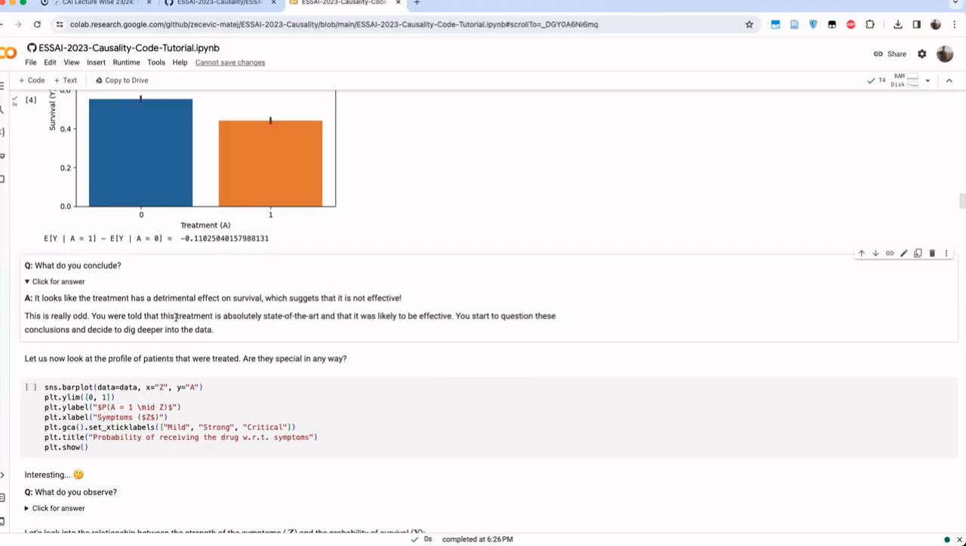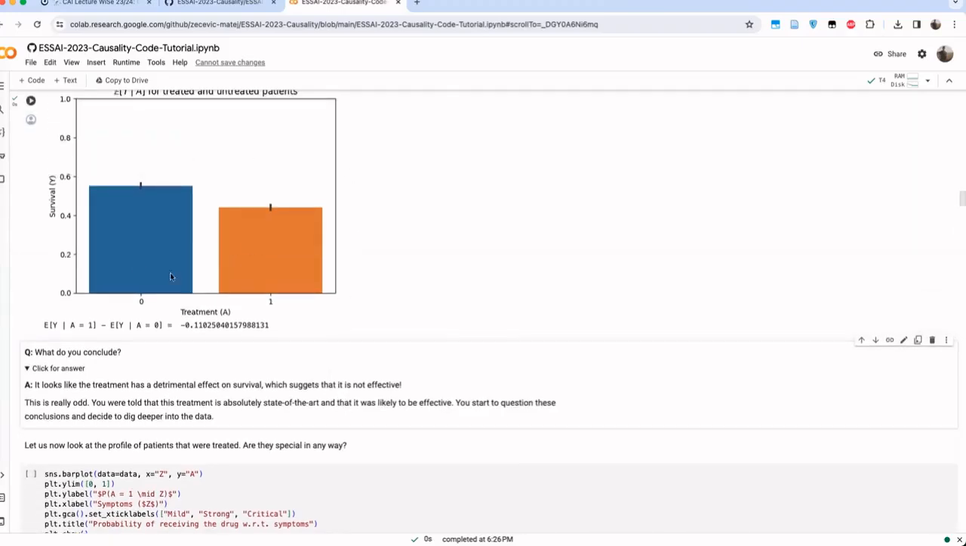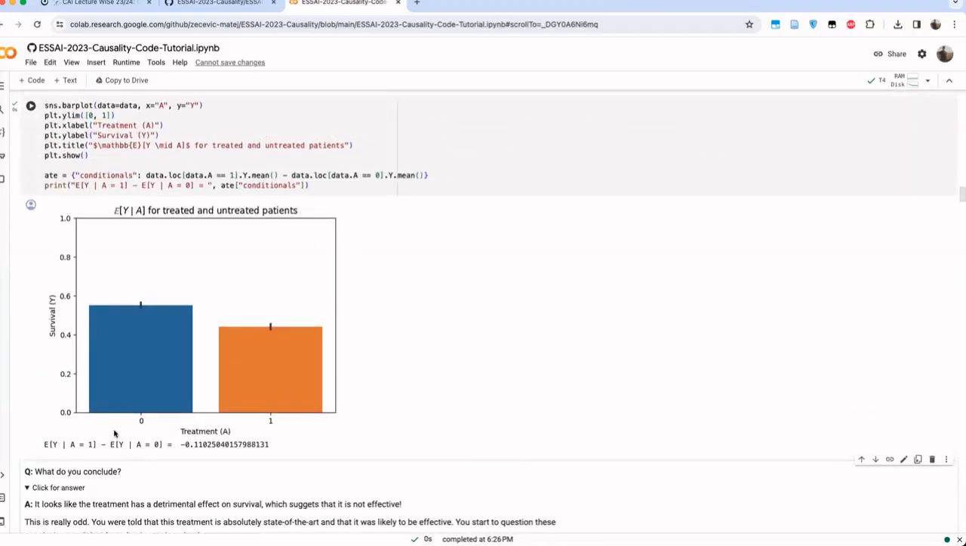This is really odd. And you were told that this treatment is absolutely state of the art and it was likely to be effective. So you kind of question now whether this is the correct thing. And obviously, I mean, you have heard about all of these things in the past 5 lectures. We are in a causality lecture. This is not a causal quantity, it's a conditional one.